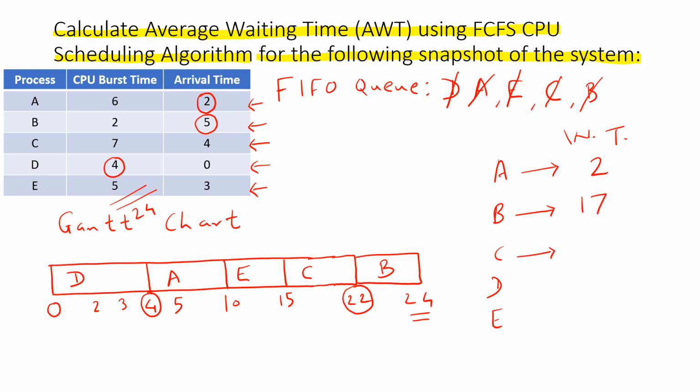Process C came at time unit 4 and got the CPU at time unit 15. So from 4 to 15 it was waiting, so that is 11. 4 to 15, the difference is 11. Process D came at time unit 0 and got the CPU also at time unit 0 and then it finished, so its wait time was 0. And finally process E came at time 3, got the CPU at time 10, so 3 to 10 it was waiting, so that is 7.